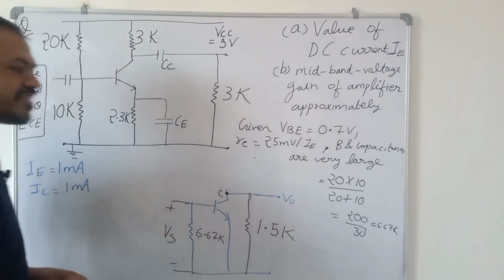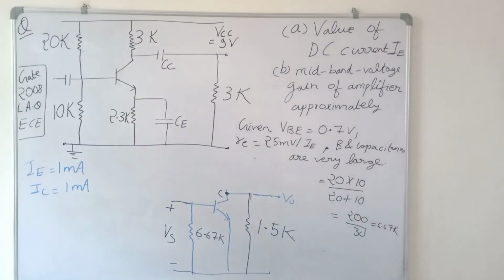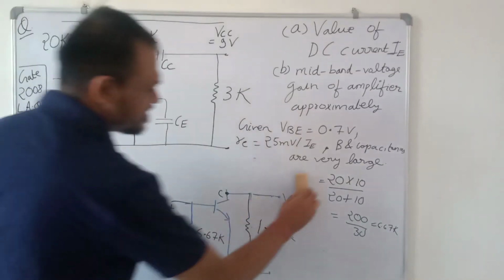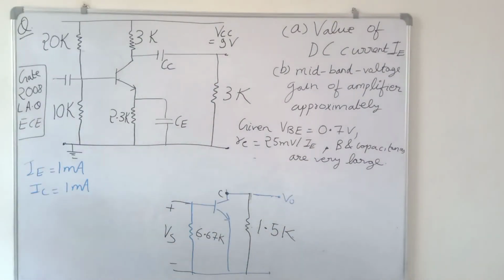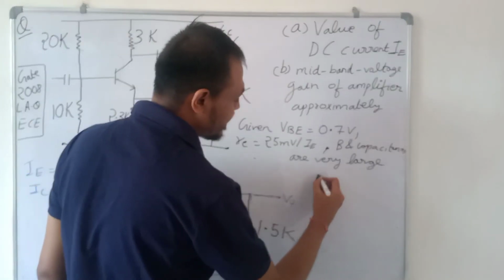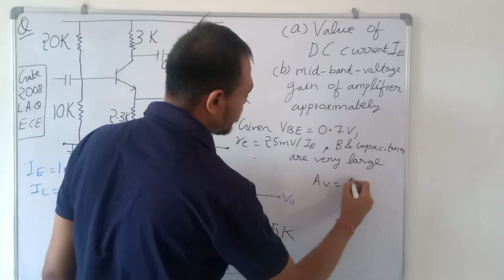So now this is the figure for AC analysis. Now all the elements are in shunt. So simply AV will be equal to AV dash. Internal voltage gain will be equal to total voltage gain.